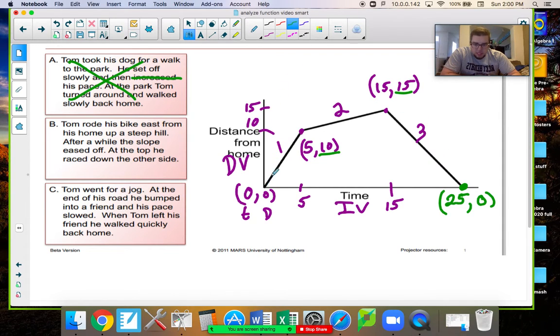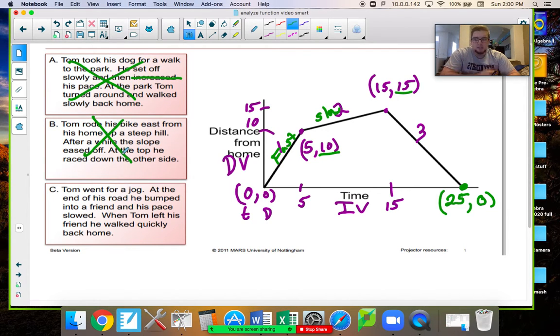When he goes up this steep hill right here, he's riding his bike up a steep hill. And then this is pretty fast because it's steep. Then from here, he's slow. So if we're riding our bike up a steep hill, we can't ride our bike up steep hills fast. So B is not our answer.